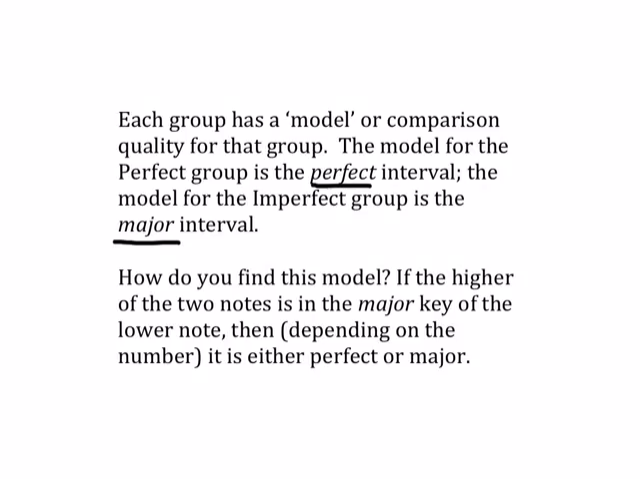We can't have a major fifth. We can have a perfect fourth or fifth. We can't have a perfect second. Let me show you one way to find this model. Using this method, if the higher of the two notes is in the major key of the lower note, then depending on which group it's in, it's either perfect or major. I'll demonstrate a few of these.